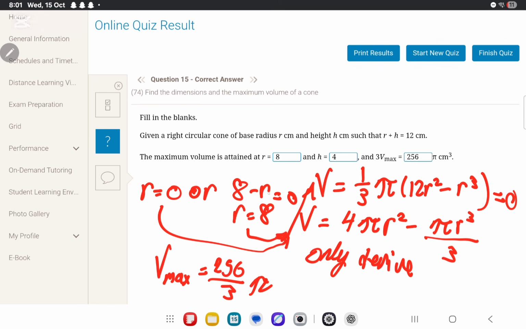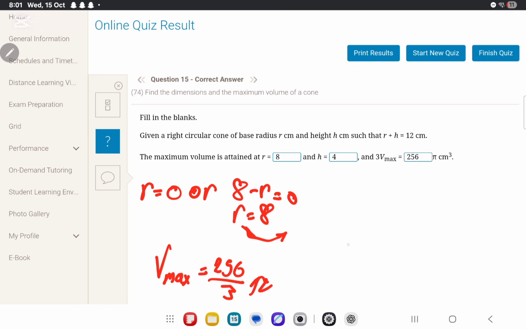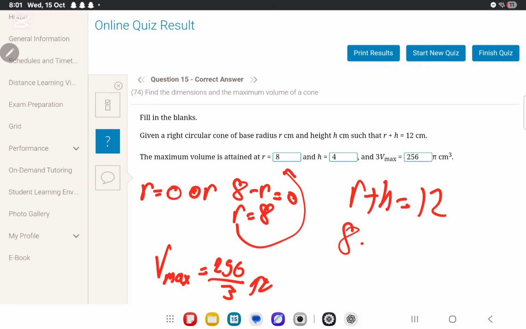That's what we found. I'm going to remove this now because it's annoying me. R equals 8, right? Now, what did we say? R plus h equals 12. So r equals 8, so 8 plus h equals 12. This is mental math. h equals 4. Right, so this is our first two blanks, done and done.